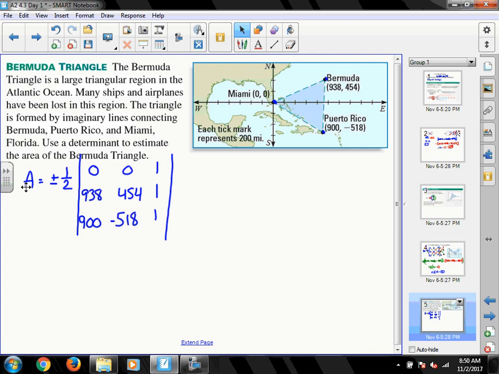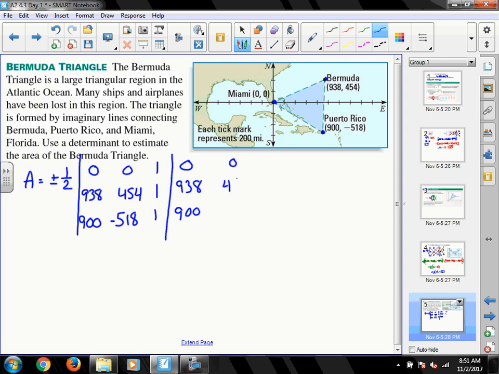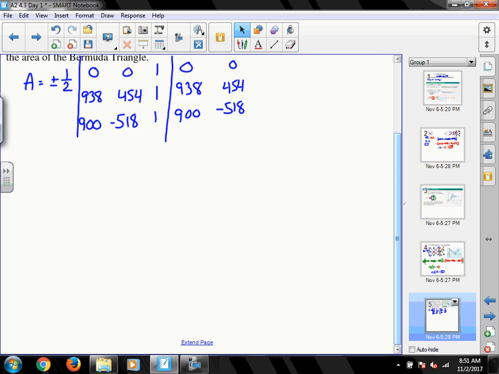As always, copy down our columns outside: 0, 938, 900, 0, 454, negative 518. And let's go to work finding this determinant.